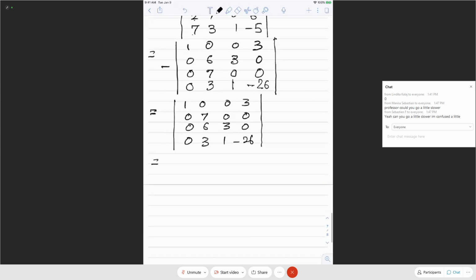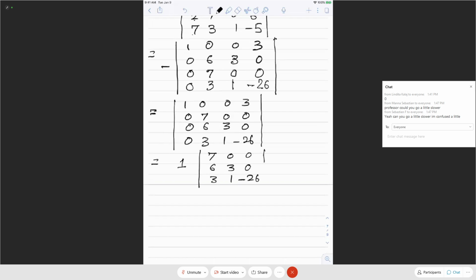Okay, so here it is. Let me expand along the first column. Then it is 1 times this determinant. First column, 7, 0, 0, 6, 3, 0, 3, 1, minus 26.